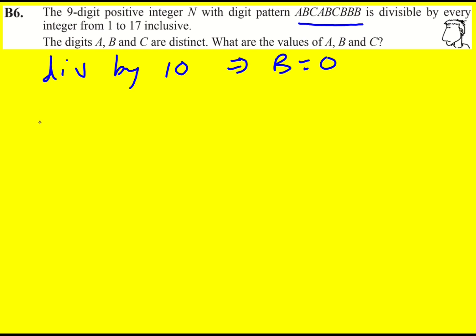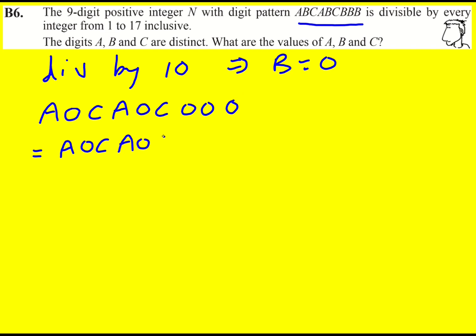So our number straight away becomes A0C, A0C, 0, 0, 0. And what we can then do is write that as A0C multiplied by 1,000. Remember, this is in digit form, and well, this is in digit form as well.